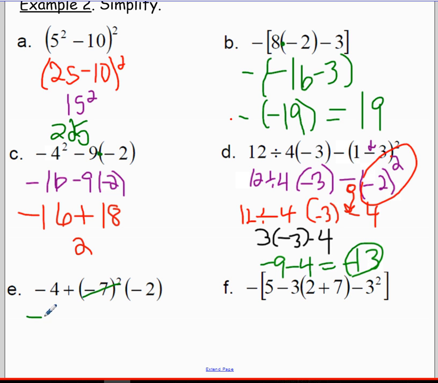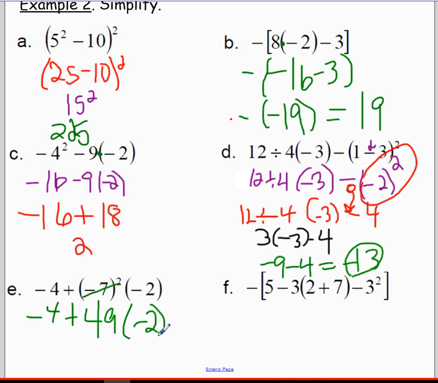And so we'll bring down our negative 4, the plus sign. Negative 7 squared means negative 7 times negative 7, which is a positive 49. And then bring down our parentheses, which means multiply negative 2. So now we need to do multiplication and division, left to right. And so the negative 4 plus gets ignored.